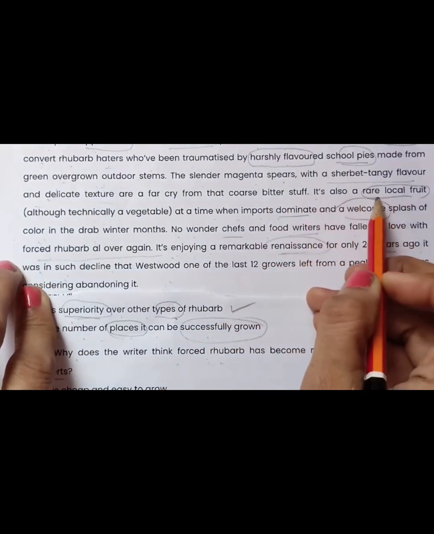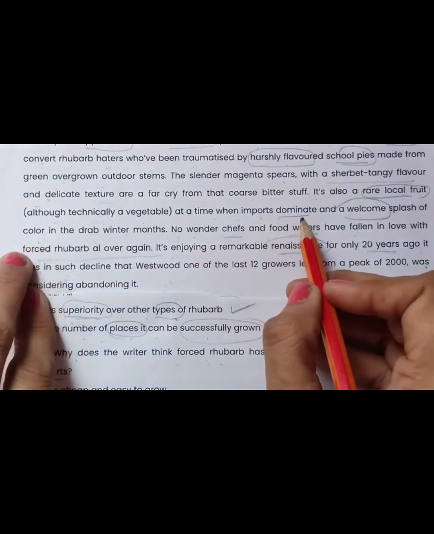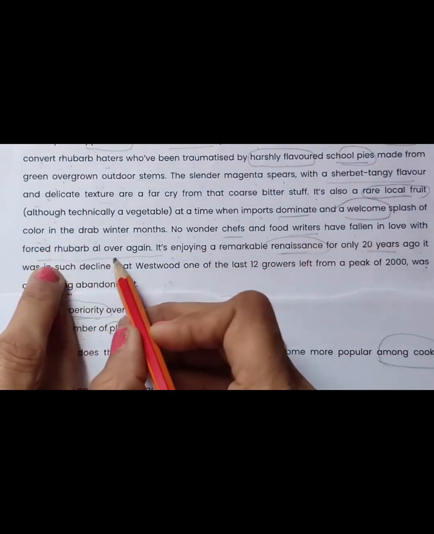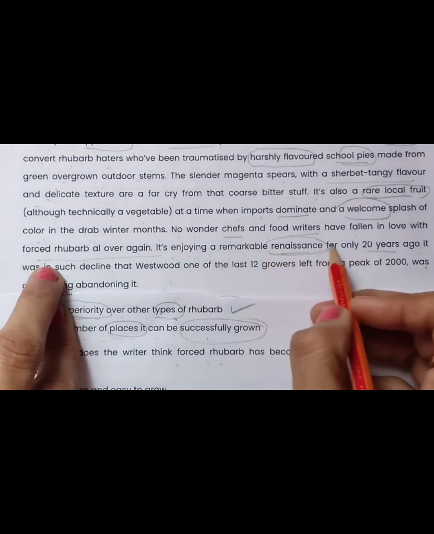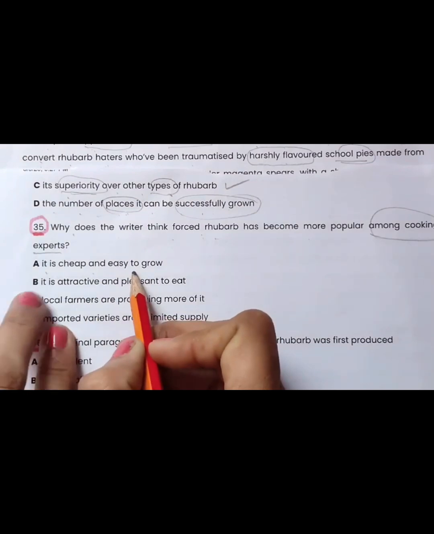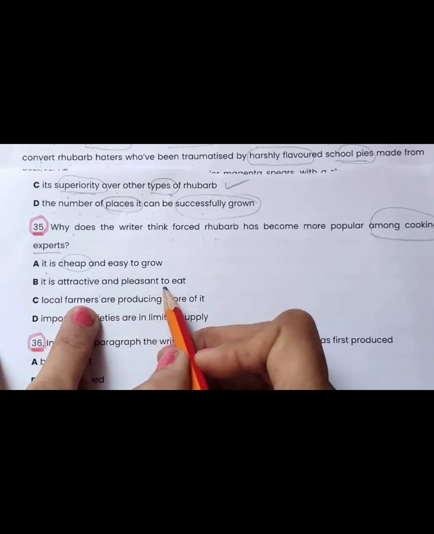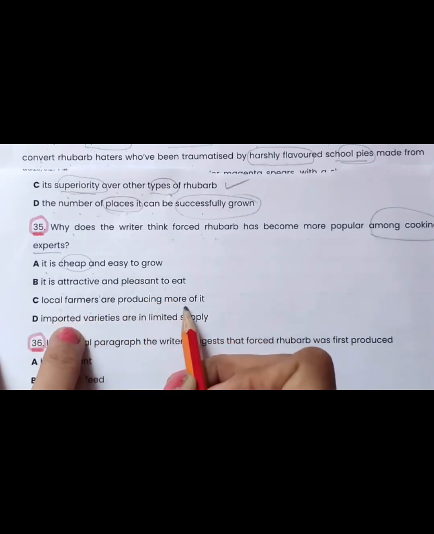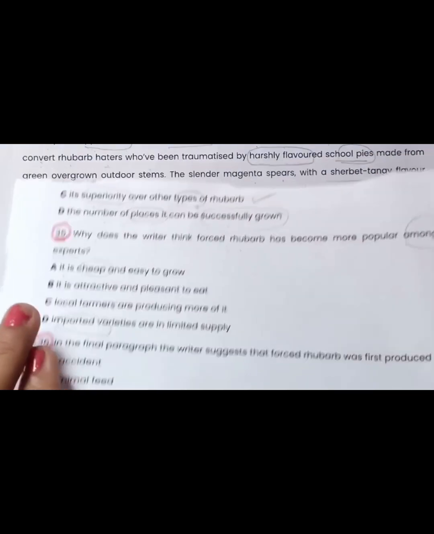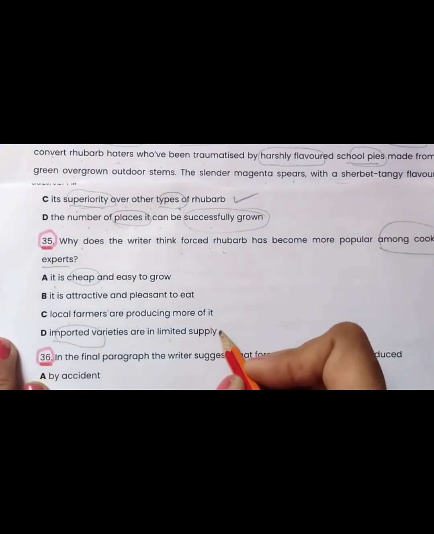It is also a rare local fruit, although technically a vegetable, at a time when imports dominate, and a welcome splash of color in the drab winter months. They have fallen in love all over again because of this taste. Let's read why. It is cheap and easy to grow. Local farmers are producing more of it. Imported varieties are in... so imported things they were talking about. See this, imports. So I will go with this, D1.